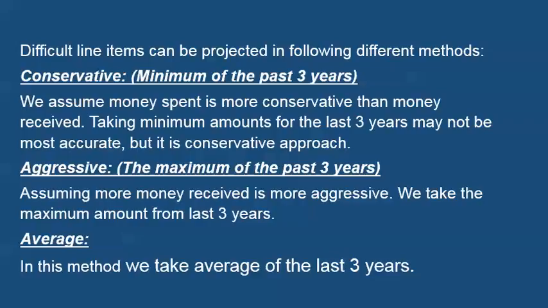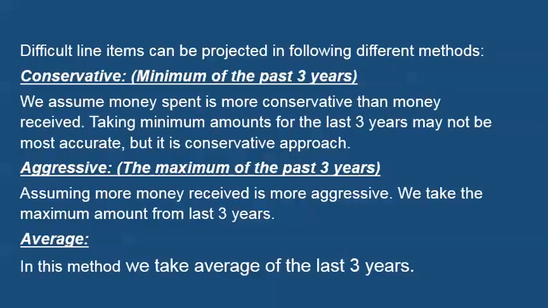Conservative, that is minimum of the past 3 years. We assume money spent is more conservative than money received. Taking minimum amounts for the last 3 years may not be most accurate, but it is a conservative approach. Aggressive, the maximum of the past 3 years. Assuming more money received is more aggressive. We take the maximum amount for the last 3 years.